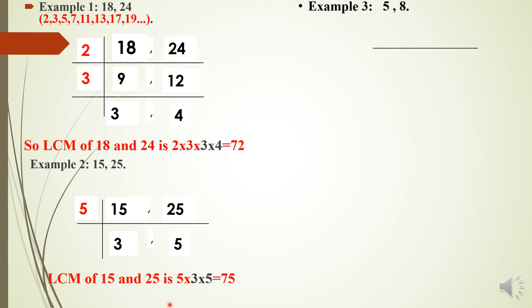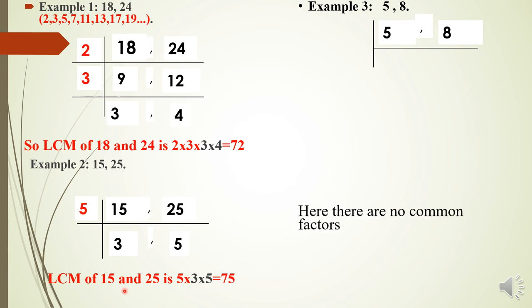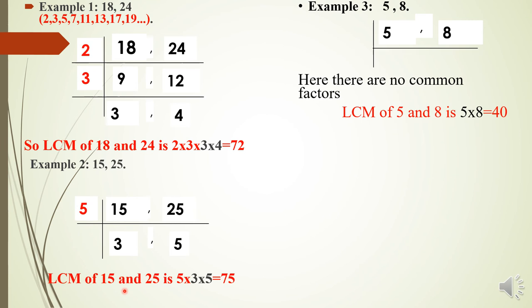Third question, 5, 8. Write 5 and 8 in a line separated by a comma. Is there any common factor for 5 and 8? No, there is no common factor for 5 and 8 other than 1. So LCM is 5 into 8 is equal to 40.